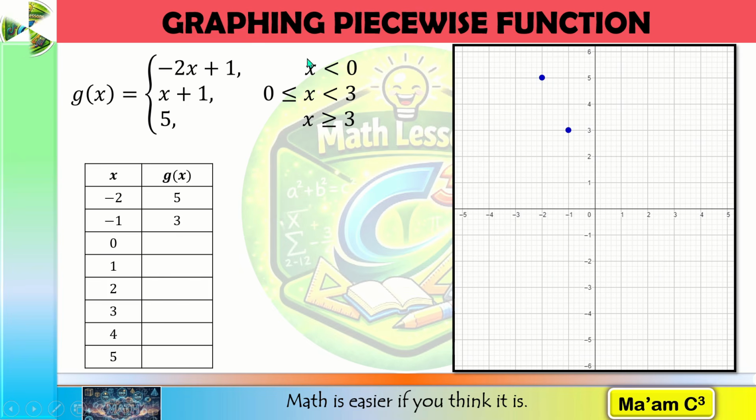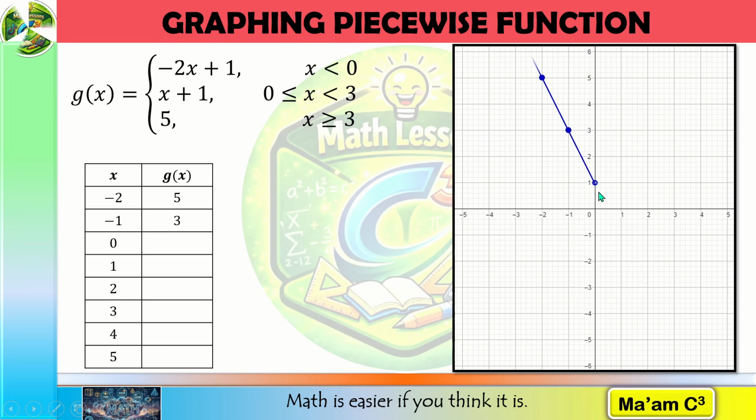Next one is 0, but it says here less than 0. I'm still going to use 0 in this condition just to serve as my boundary. So if this is 0, negative 2 times 0 is 0. 0 plus 1 is 1. So the point will be 0, 1. Again, there is no or equal, so I will use open circle.